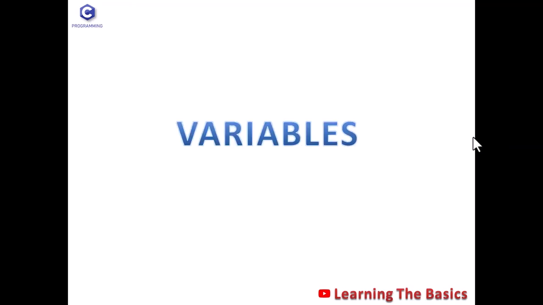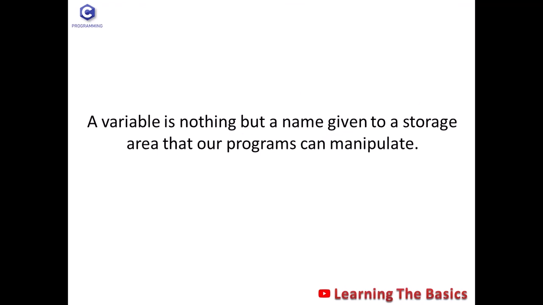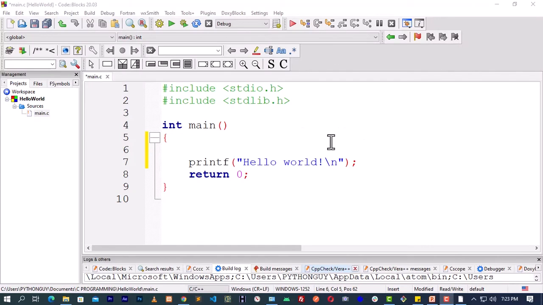Variables. What are variables? A variable is nothing but a name given to a storage area that our program can manipulate. Let's go and practice what we just read. Remember when I said something about integers? So we are going to talk about integers. If you want to declare an integer, remember an integer is a whole number, so integers accept whole numbers. It doesn't accept decimal numbers.